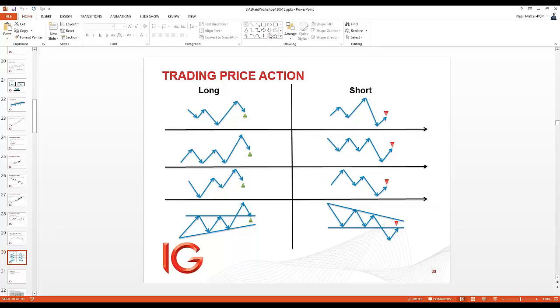Okay, so if you focus on this one here, just take my drawing tool. Oh, what am I doing? Sorry. So trade the breakouts, especially when the trends are very, very strong and there's no pullbacks.